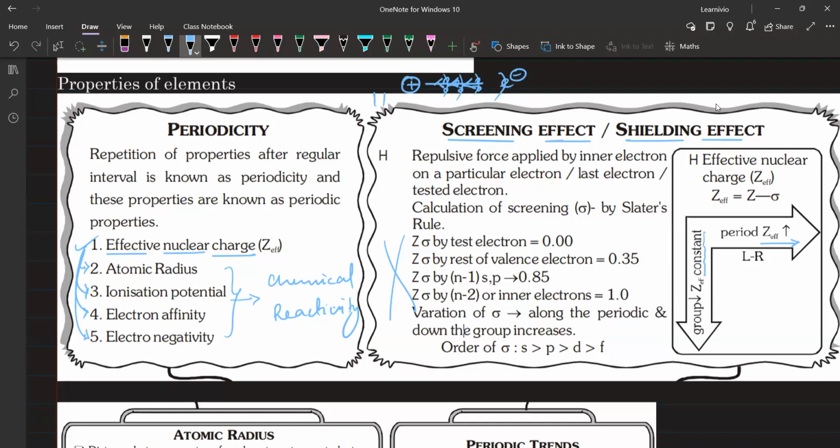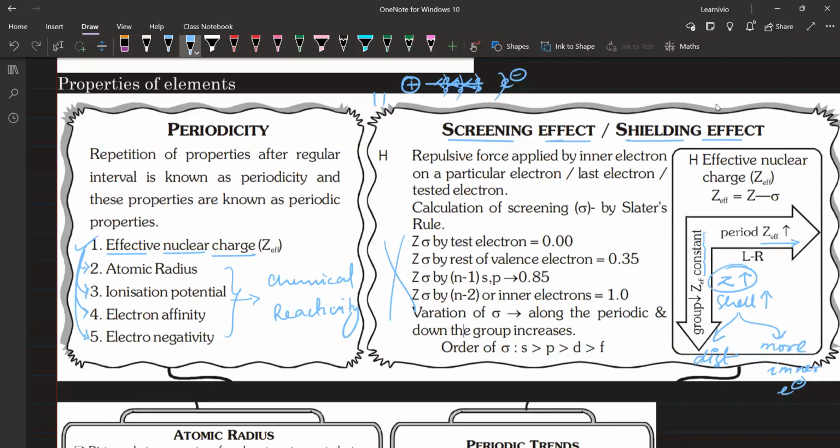It is happening because if you talk about the Z effective top to bottom in a group, then the Z increases, that is the atomic number increases, the number of protons increases, and similarly, the shell also increases. Now, when you are increasing the shell number, two things happen. You are increasing the distance between proton and the electron, and you are also getting new electrons inside the inner shells. So you have more inner electrons.